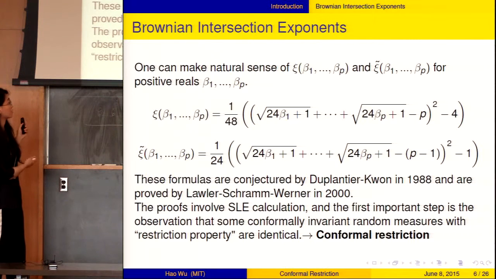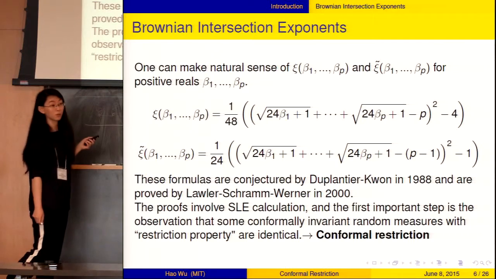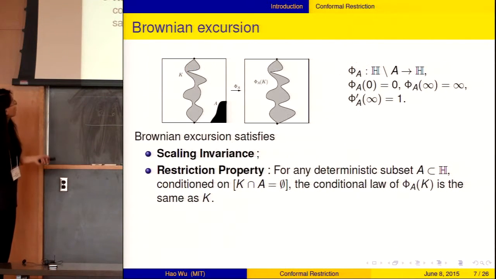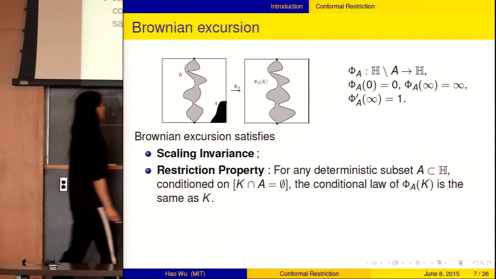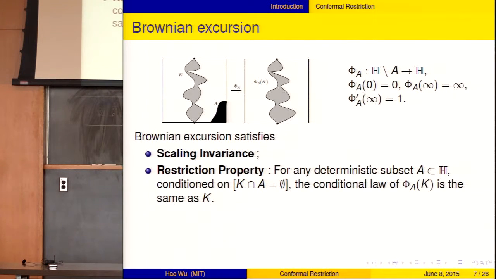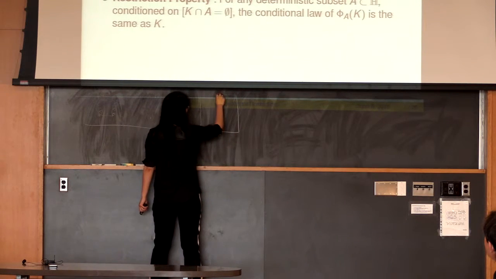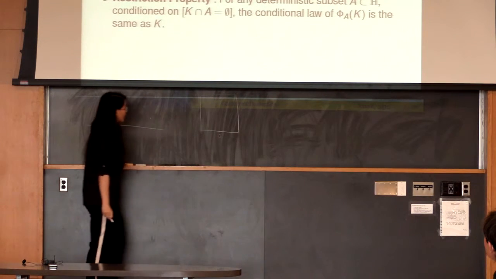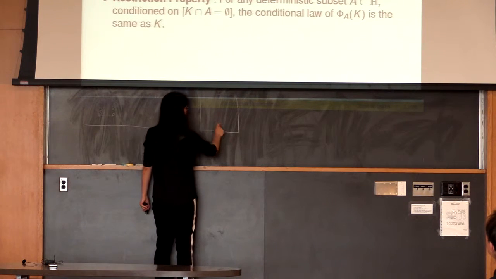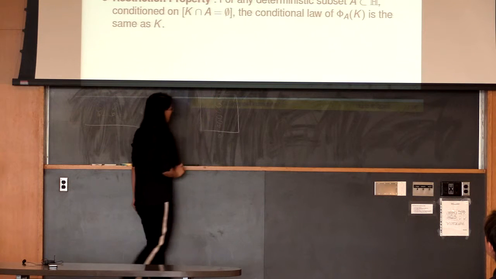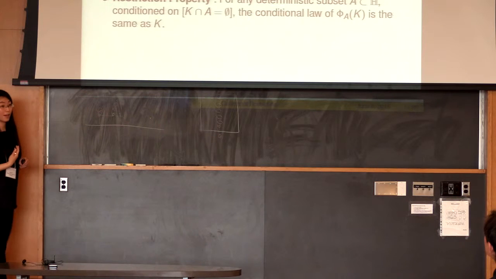So now I have introduced 2 intersection exponents, and next I will introduce what is conformal restriction. For this, we first start with an example. This example is the Brownian excursion in the upper half plane. So suppose this is the upper half plane. Here is the origin. Here is infinity. A Brownian excursion in the upper half plane is, roughly speaking, just a Brownian motion in the upper half plane from the origin to infinity, but it doesn't touch the other boundary points. This is a Brownian excursion.